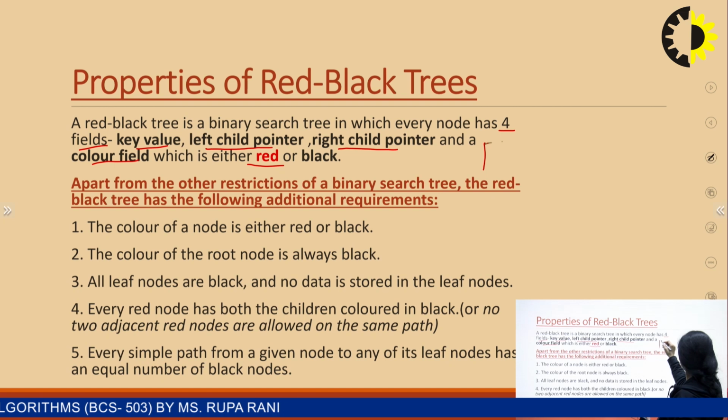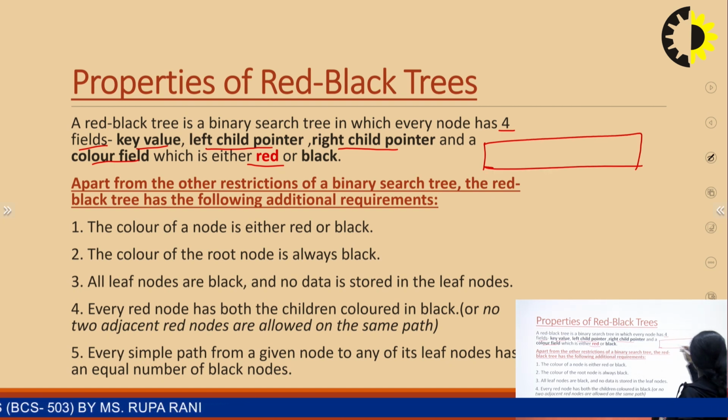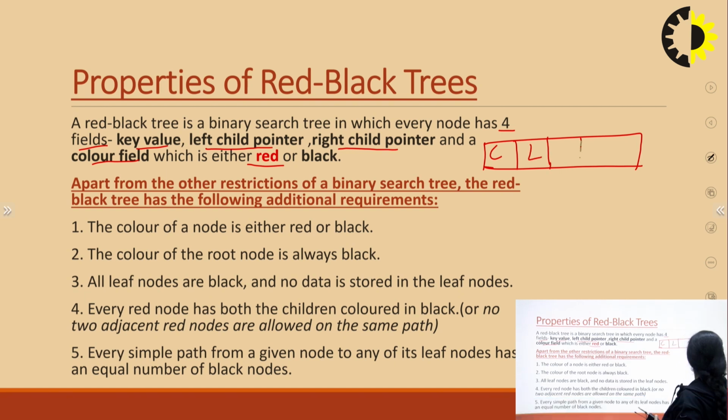If we draw it in a box, first one is color, left value, right value, key value and parent value. This is right, this is parent. This is left pointer, key value, what we are taking. This is the parent, and this is right, and this one is color. Actually these are 5 fields, but in general we say these are 4 fields.